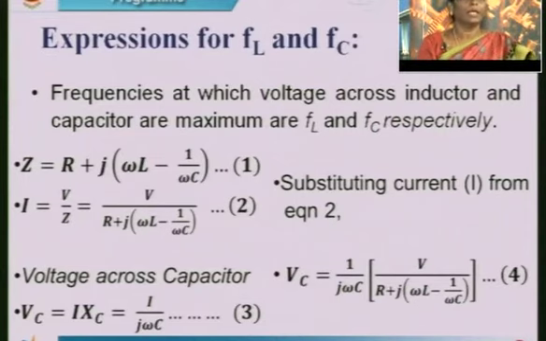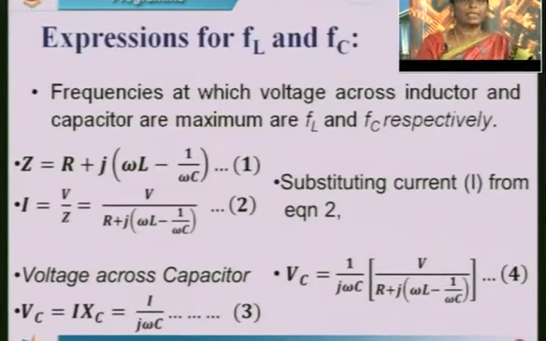First, we find the voltage across the capacitor. We know that the voltage across any component is nothing but the current into the reactance. Here, when we are taking the capacitor, it is the capacitive reactance. So equation 3 gives the voltage across the capacitor: Vc = I into Xc. We know that Xc is equal to 1 by j omega C, so Vc = I / (j omega C).